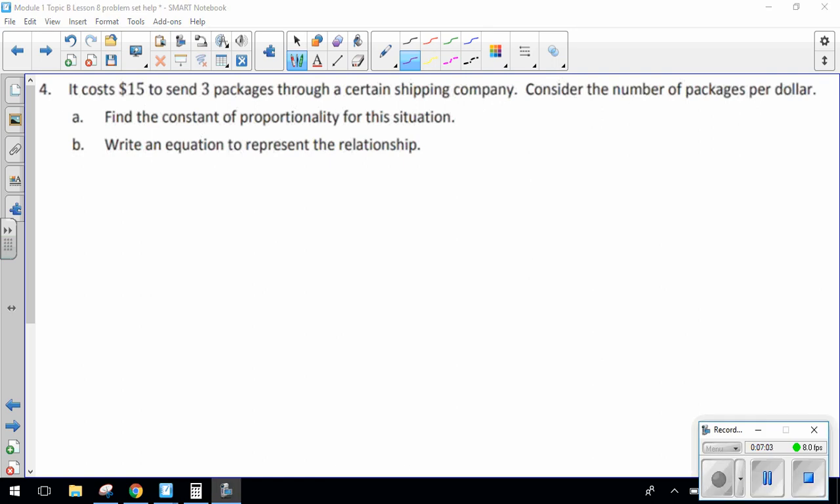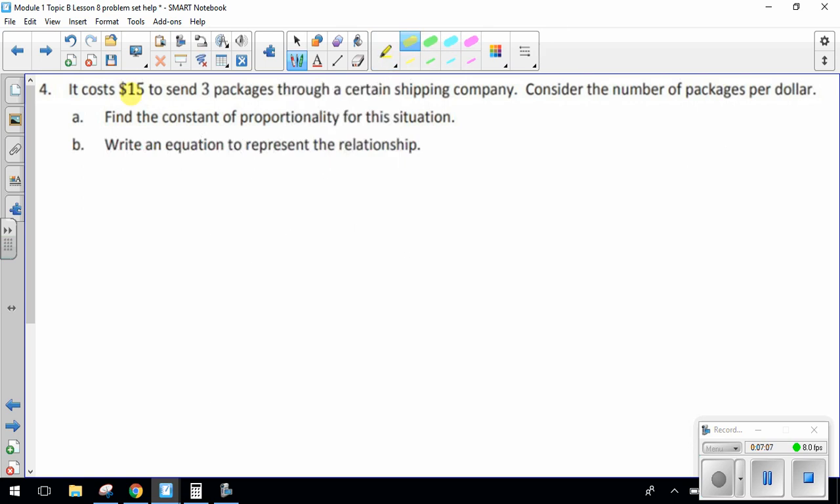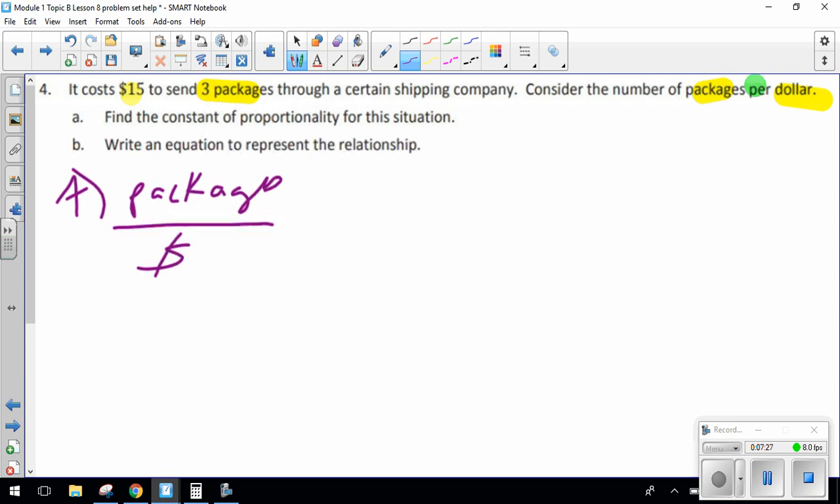So number 4, it's very important that you look at the wording. So the question is saying it costs $15 to send 3 packages through a certain shipping company. Consider the number of packages per dollar. So that's how I'm going to write my ratio. So here's part A, packages over dollars. So I can send 3 packages for $15.